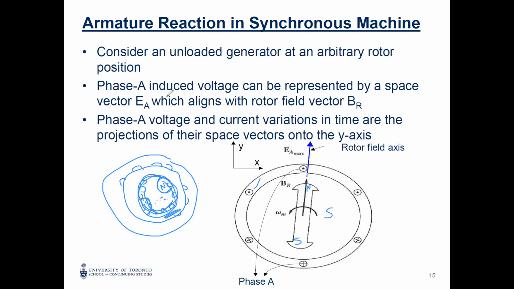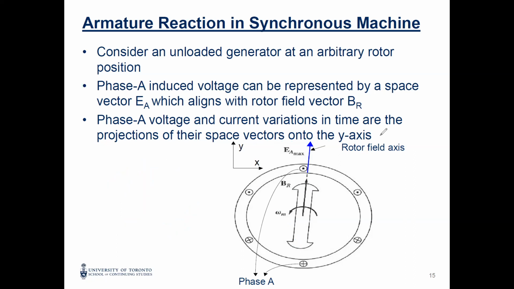So you have the E from the field. This is the flux density from your field winding, and of course it's rotating with omega m. Then this is unloaded, which means you don't have any load. There is no current in IA, IB, and IC, the three phases.